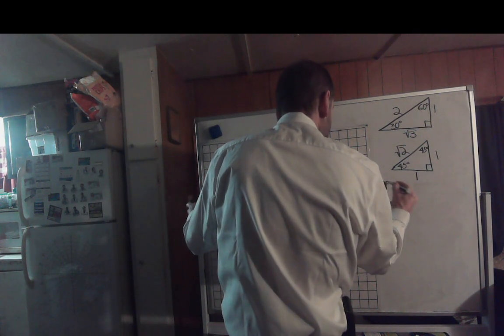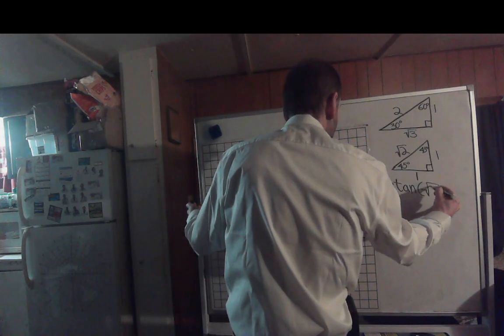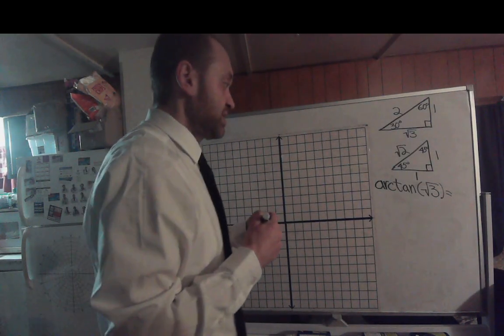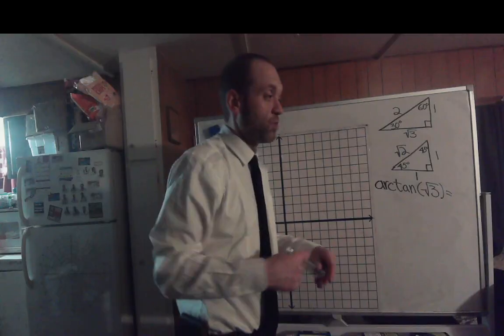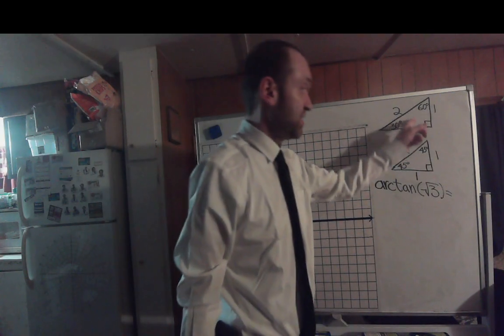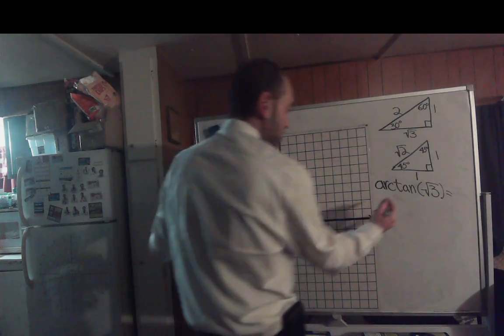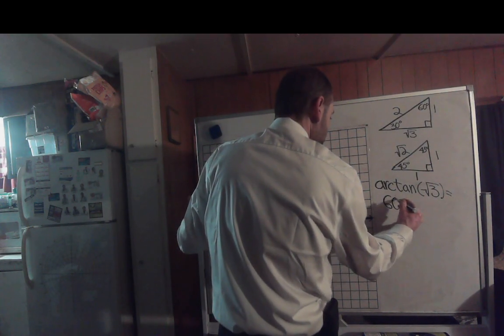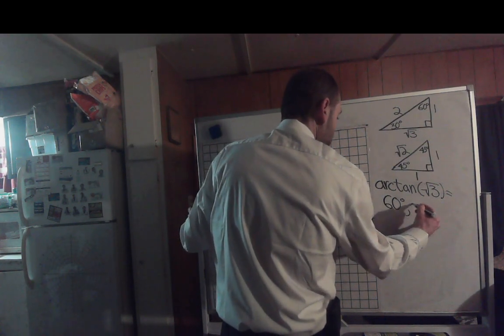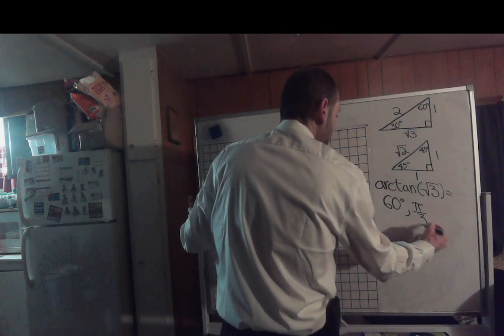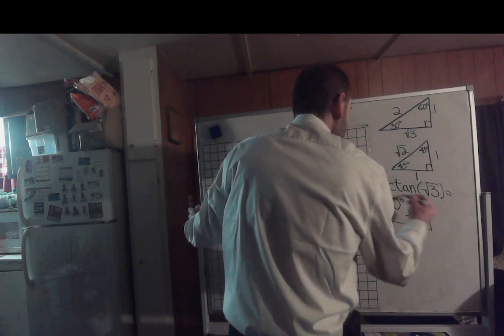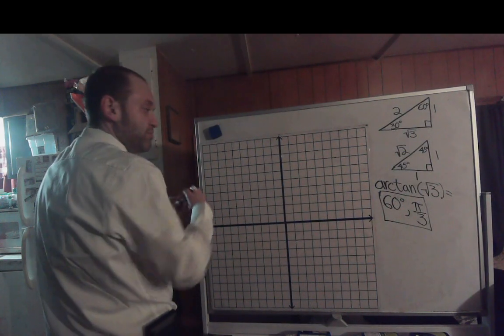And then we have the arctangent of the positive square root of 3. So what angle gives us a tangent of positive square root of 3? Well, that would be 60 degrees. So your answer would be positive 60 degrees, or positive pi over 3 radians.